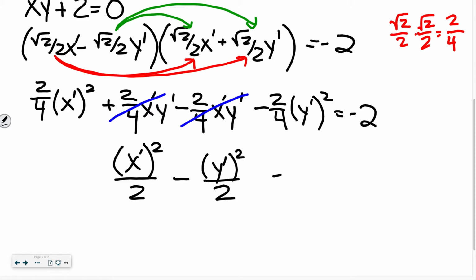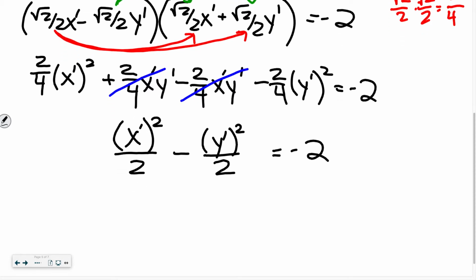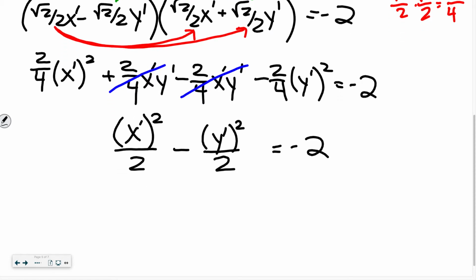And then it equals negative 2. So I simplified the 2/4 to be 1/2, and then 1/2 times this thing, well that thing's really going to be in the numerator. And now I'm feeling good because it's starting to shape up more like a hyperbola, right? I've got an x prime squared, I've got a y prime squared, and they're being subtracted. Only thing I need to fix is the other side. It's supposed to be equal to 1.